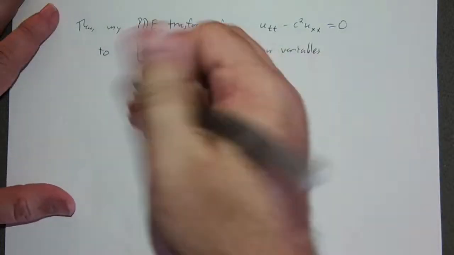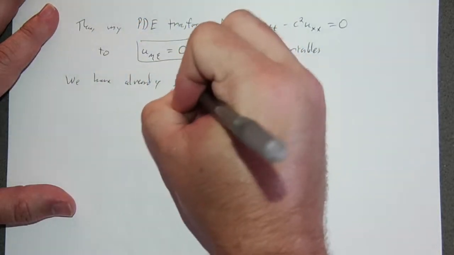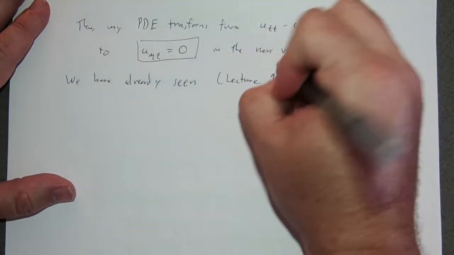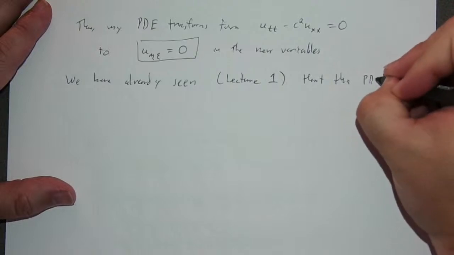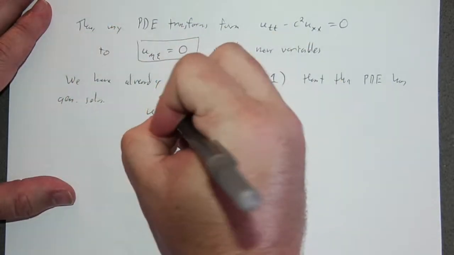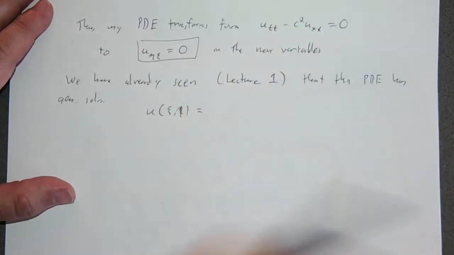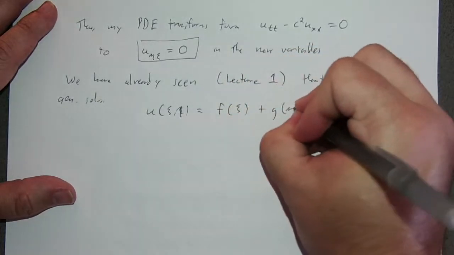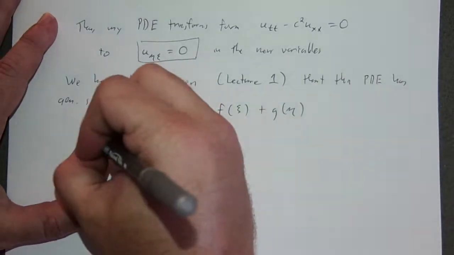But we already know, so we've already seen, I believe we did this in lecture 1, that this PDE has general solution u of ξ, η, which is f of ξ plus g of η for generic arbitrary functions f and g.